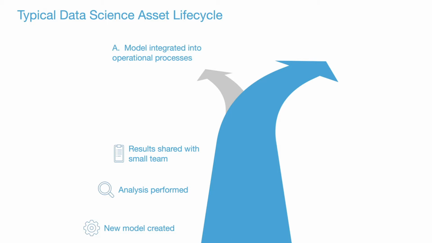But then the problem is, after that, there's a fork in the road, right? There are two things that can happen with this particular asset that was created. The least common route is that this particular asset is integrated into an operational process, right?